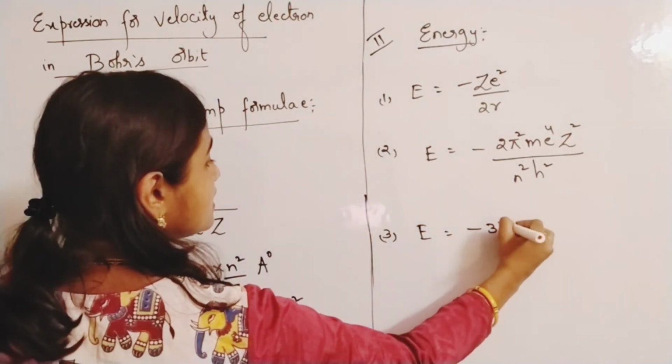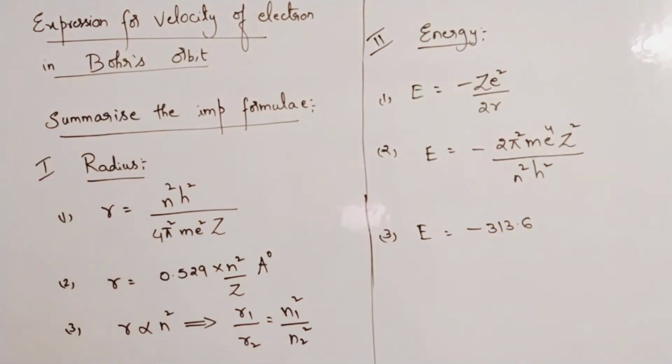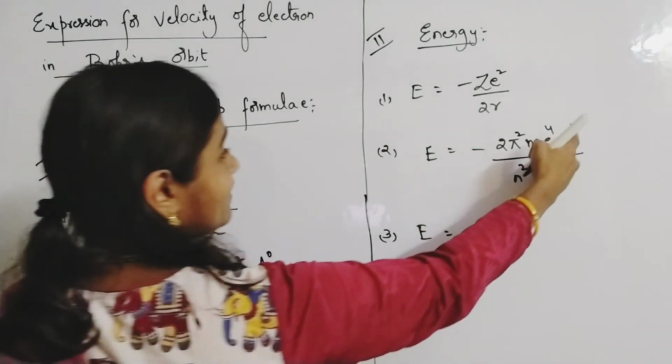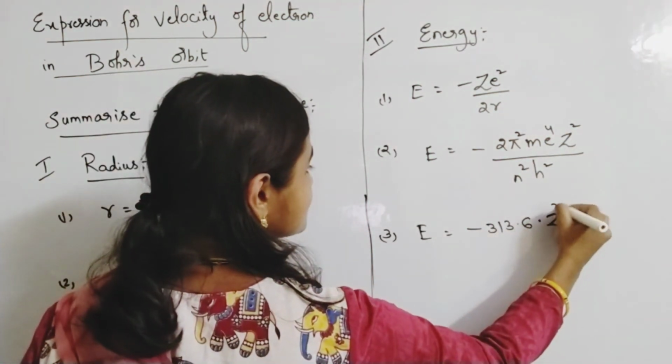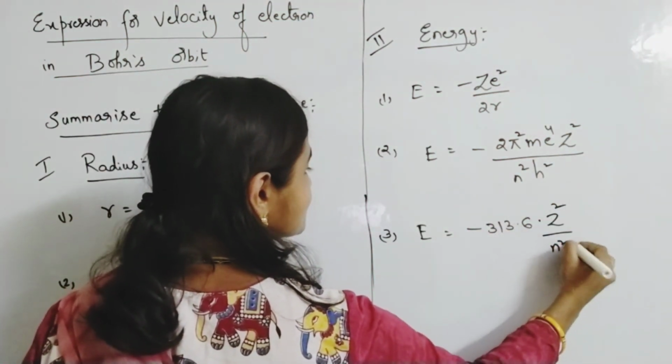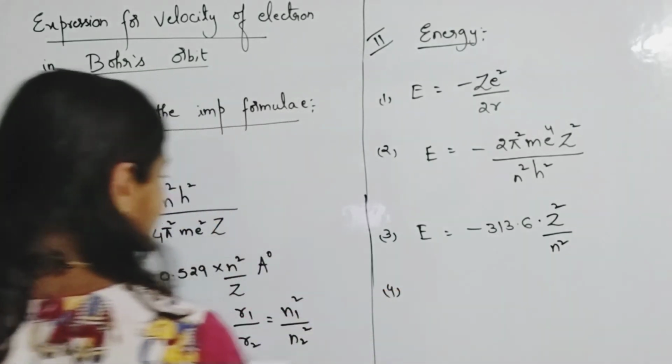minus 313.6 kilocalories per mole. Energy can be calculated in what? Kilocalories. Minus 313.6 kilocalories. Here variables are what? Z square and n square only. So Z square by n square. This is third formula for energy.